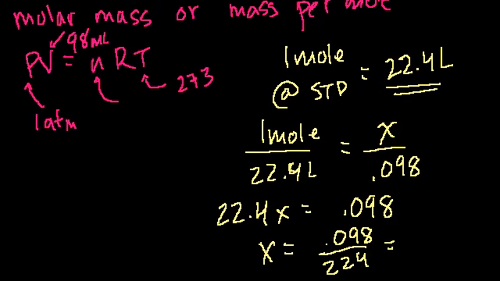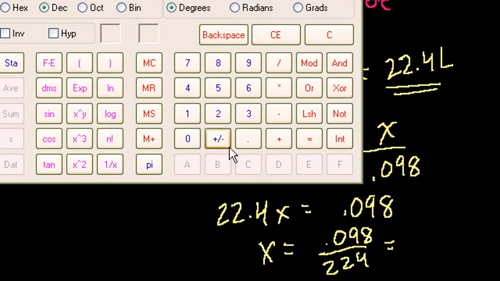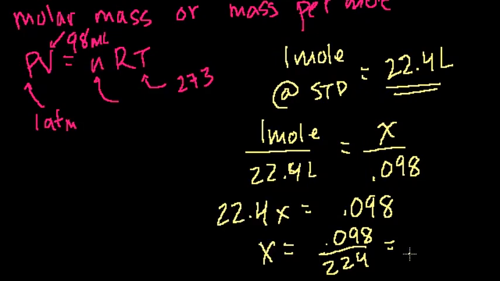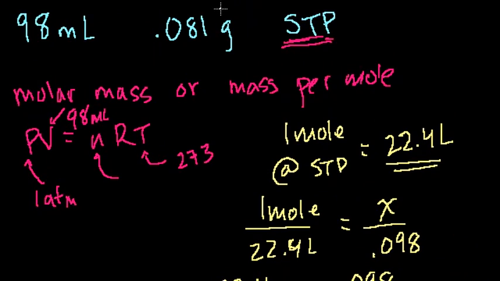And this, of course, is in moles. So 0.098 divided by 22.4 is equal to 0.004375 moles. And they're telling us that this amount has a mass of 0.081 grams.